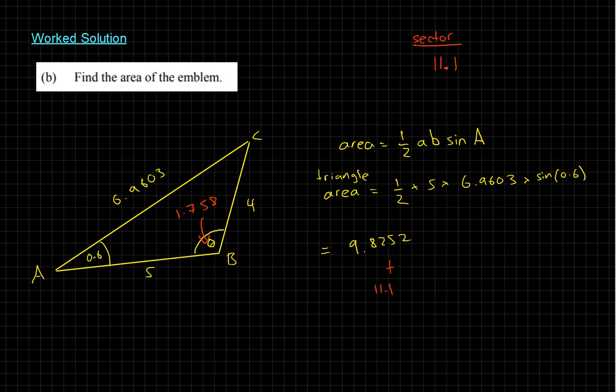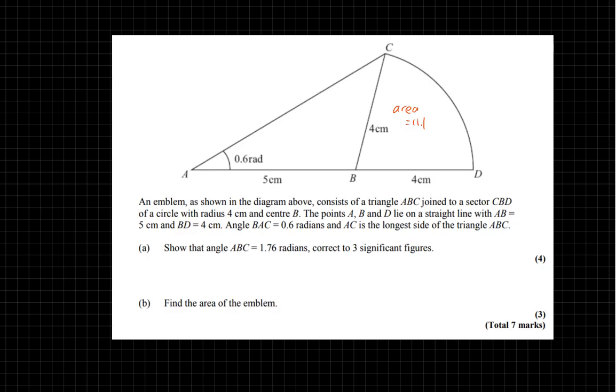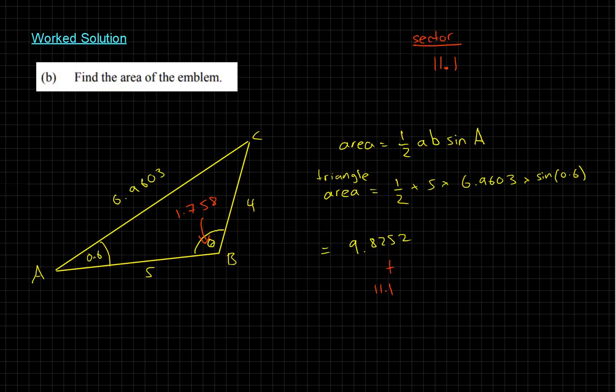Then add to that the 11.1, which I've told you is the area of this extra little bit that I've excluded, this sector bit, which is missing. That's 11.1, and we get a final answer of what? Let me see. Let's say roughly 20.9. Okay, and that's our final answer, 20.9.